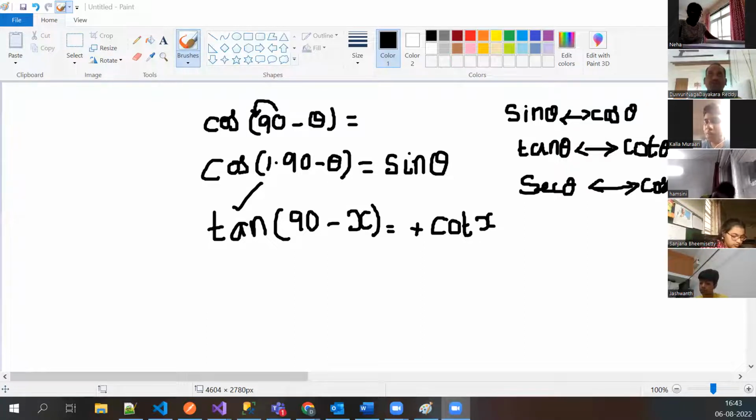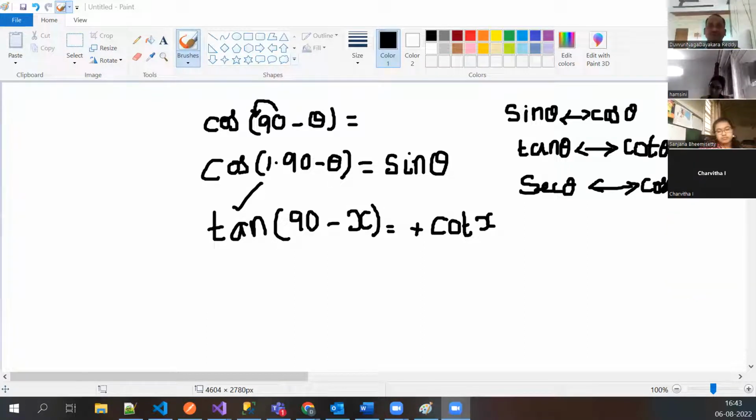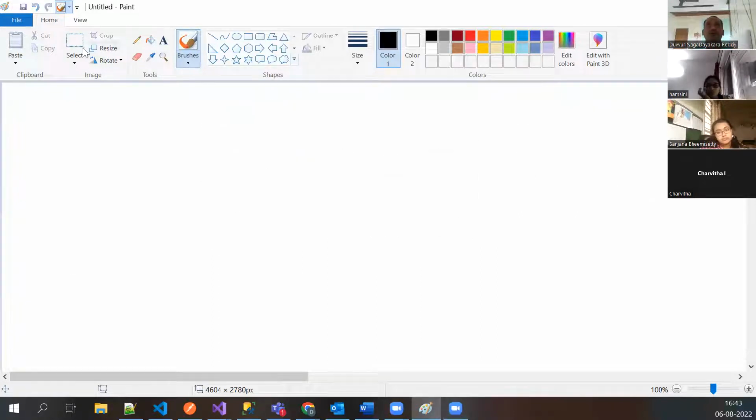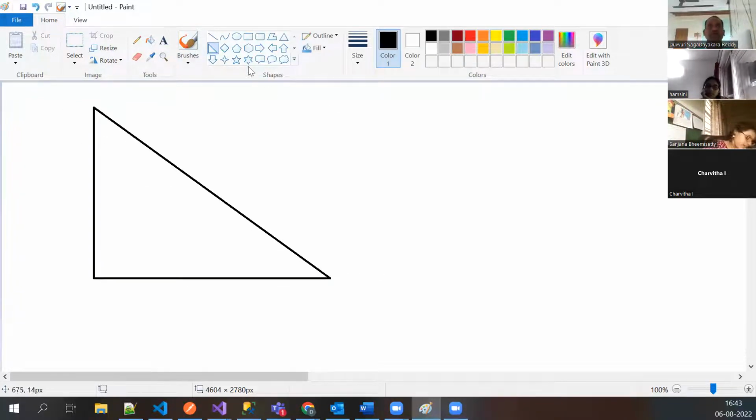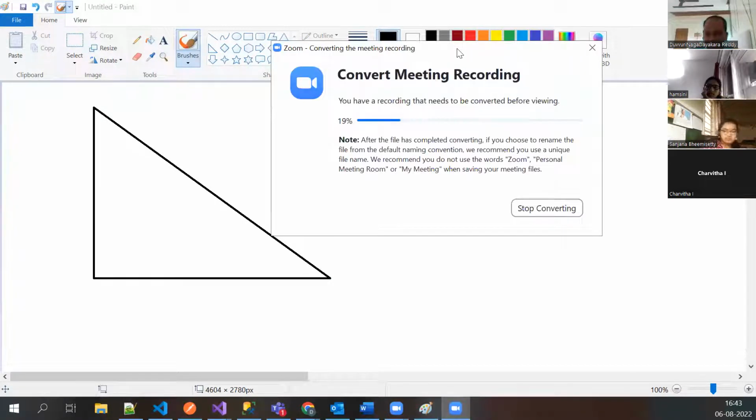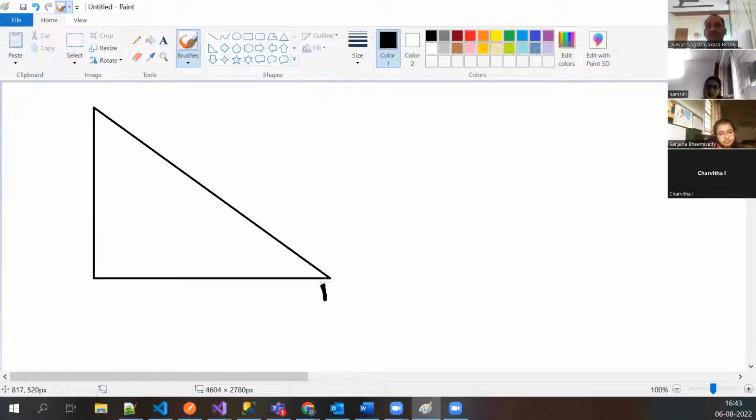You keep your notebooks aside. Listen and concentrate from here. It's a trigonometric ratio of complementary angles. So let us take a triangle. Let us assume that this is a right angle triangle. Obviously, in trigonometry, we always deal with a right angle triangle only. Let us assume that this is A, this is B and this is C. Angle B is 90 degrees. Let us assume that angle A is x.